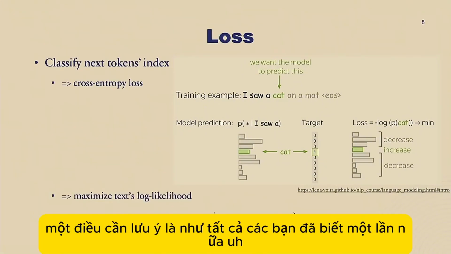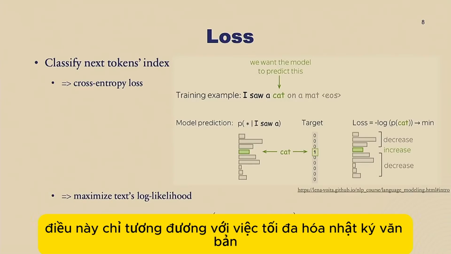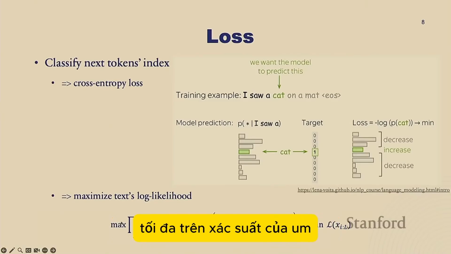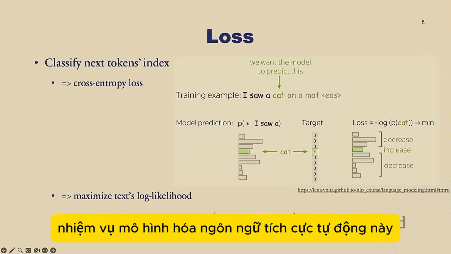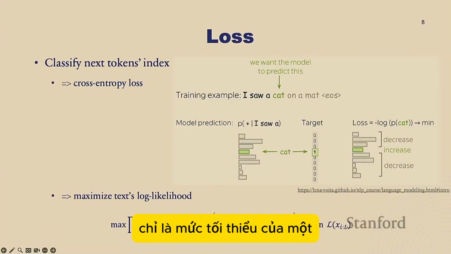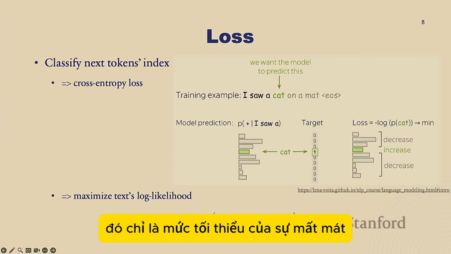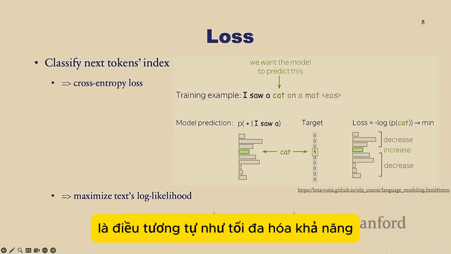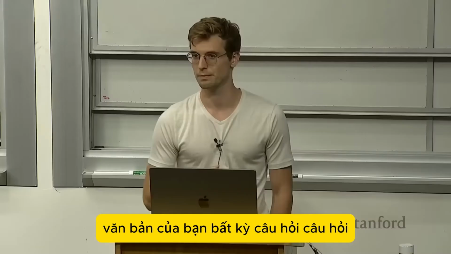One thing to notice is that, as you all know, this is equivalent to maximizing the text log likelihood, because you can rewrite the max over the probability of this autoregressive language modeling task as the minimum over, I just added the log here, and minus, which is just the minimum of the loss, which is the cross entropy loss. So basically minimizing the loss is the same thing as maximizing the likelihood of your text. Any questions? Okay.